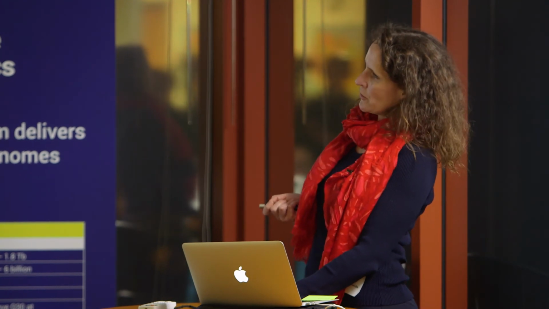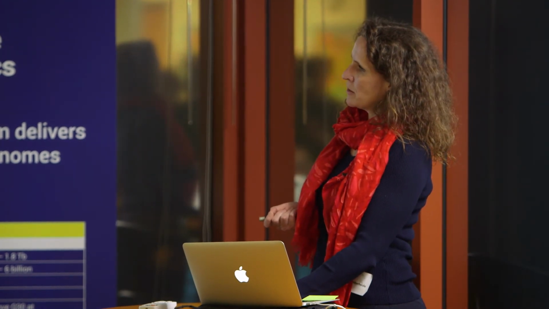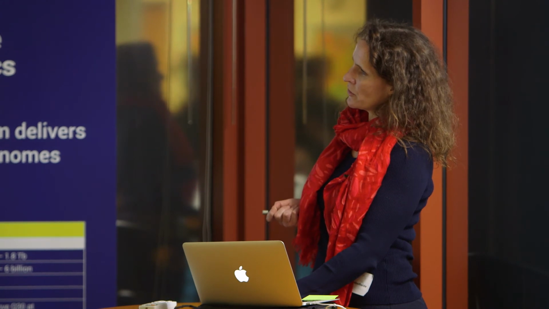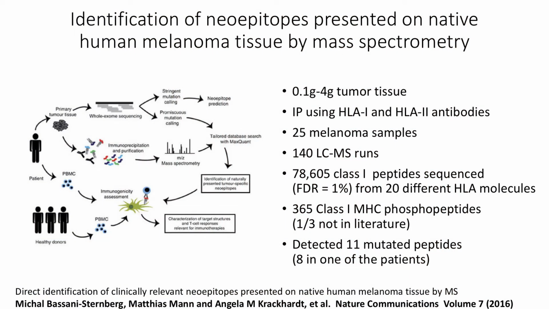And this is also something the previous speaker mentioned. This is a paper by Matthias Mann and Michal Bassani-Sternberg in 2016, where, I don't know if you can see, but they took a tumor from a patient. They isolated the MHC molecules using an antibody and then did mass spec. And at the same time, they subjected the tumor to whole exome sequencing, got the mutations, so they have a database that they then can search the data against. And then they do some testing afterwards if these peptides that they found really are immunogenic, I believe.